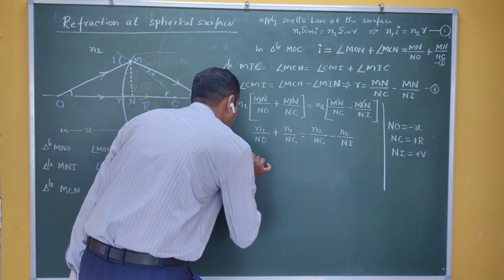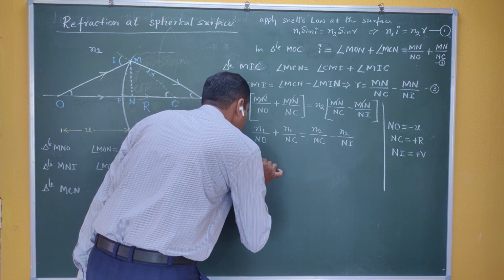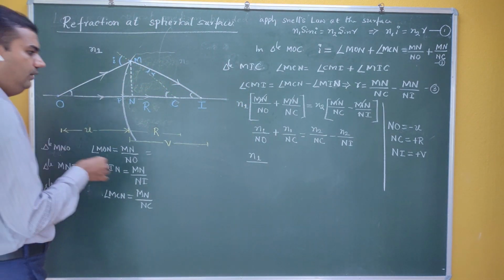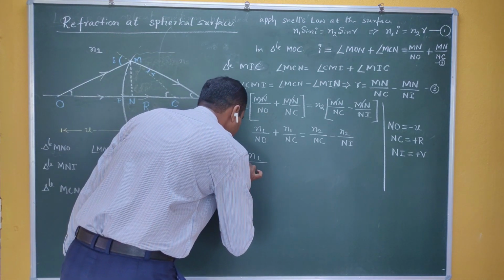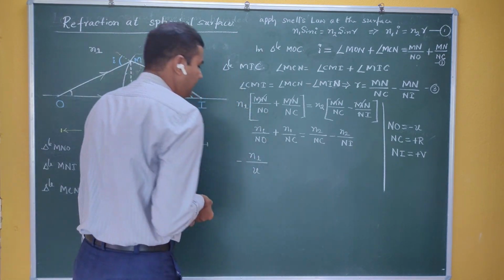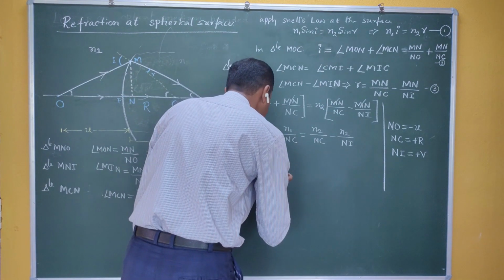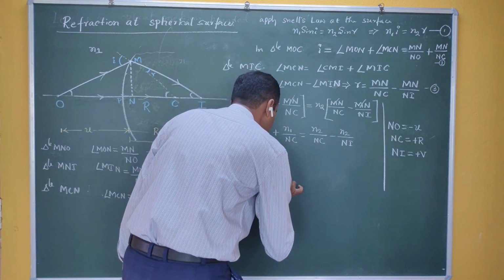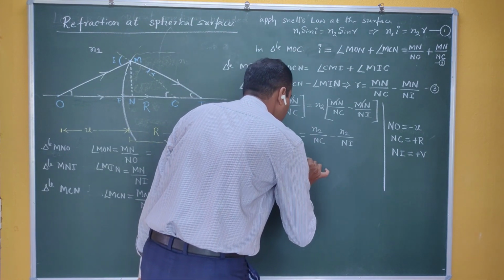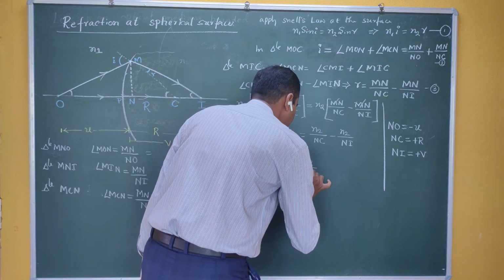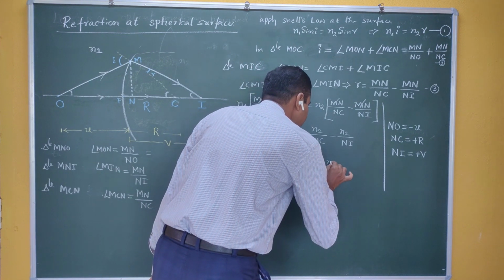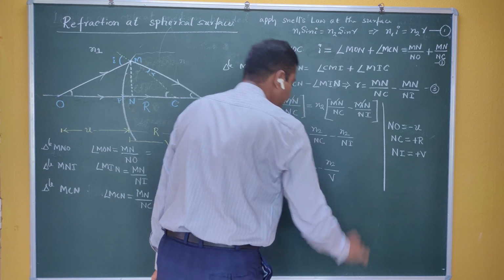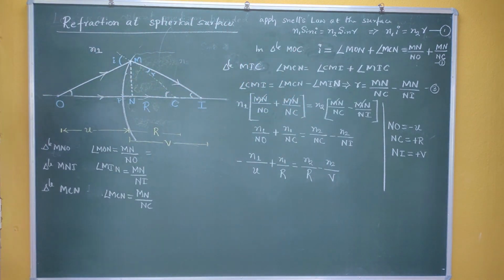So therefore, let me apply. N1 divided by NO. What is NO? It is minus U. Therefore, your formula becomes minus N1 by U plus N1 by NC. What is NC? It is plus R. So that is equal to N2 by R minus N2 by NI, that is V. Okay, so it is correct.